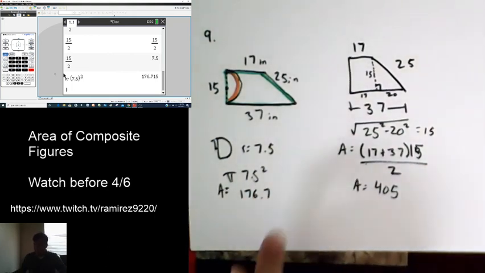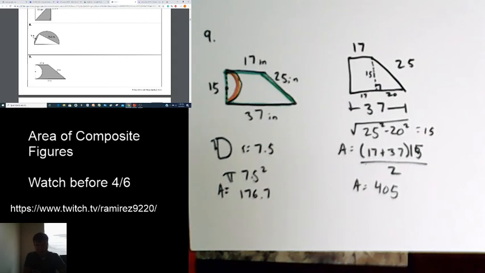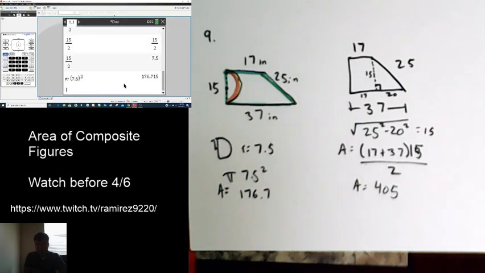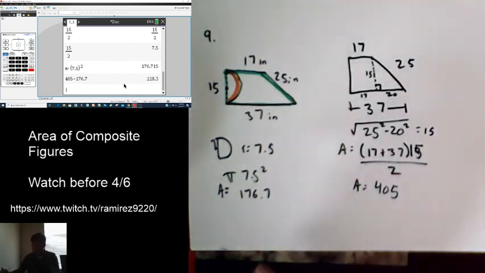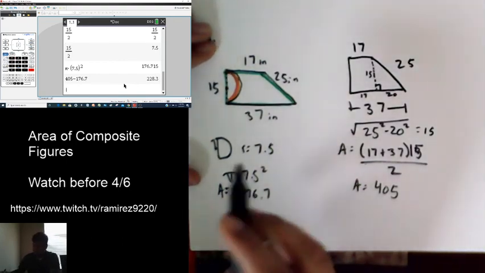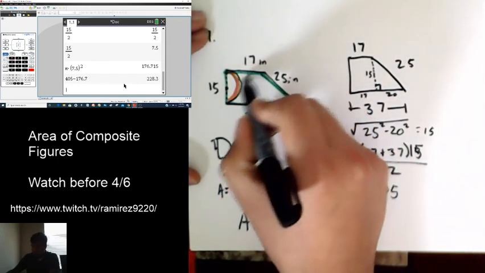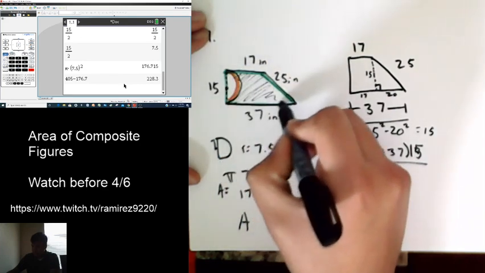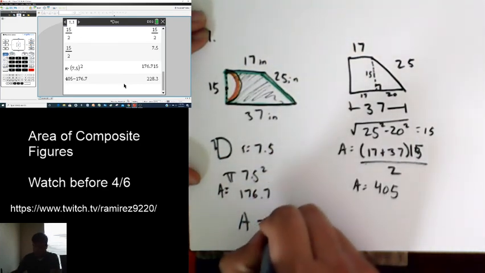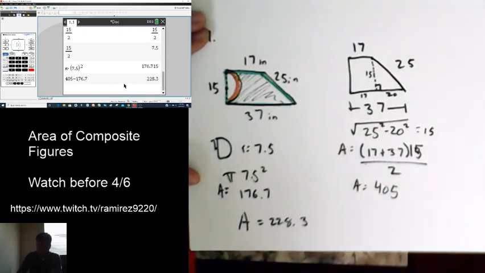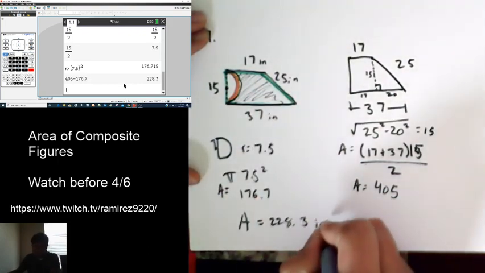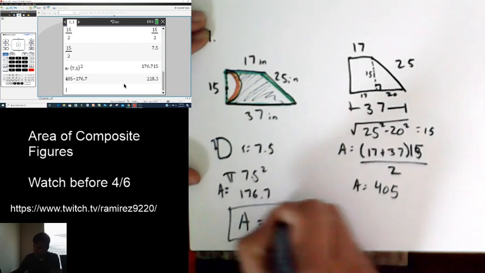176.7, and because they wanted the shaded region, and the shaded region was most of the trapezoid, all I'm going to do is just subtract again. 405 minus 176.7. My final area of the shaded region is 228.3, and the units were inches, so inches squared.